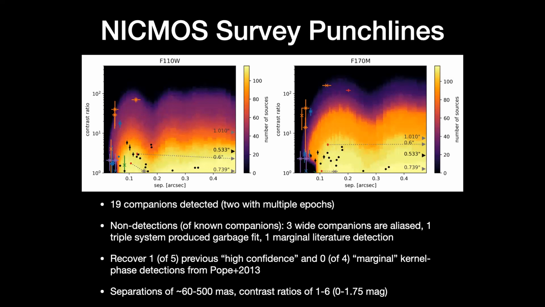And then we have a few non-detections, which I can explain away as odd circumstances where either this technique doesn't work quite as well, or the data was low signal to noise. And importantly, we recover one of these high confidence previously detected kernel phase detections, and that was that 60 milliarcsecond binary that I showed before, and that is right here. These are all previously proposed candidate companions that we did not detect.